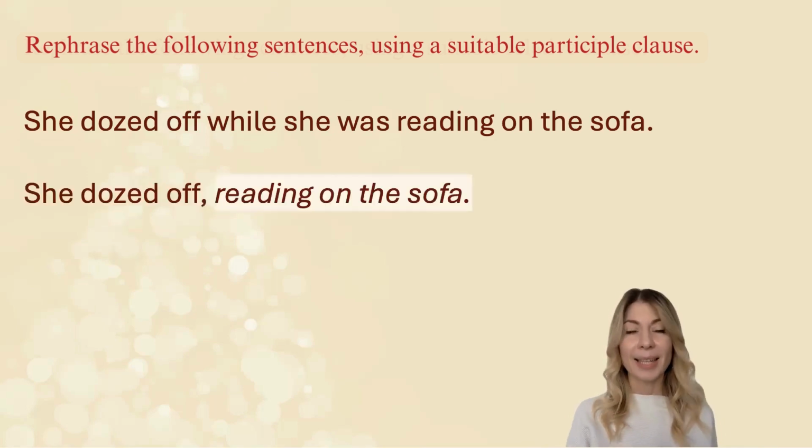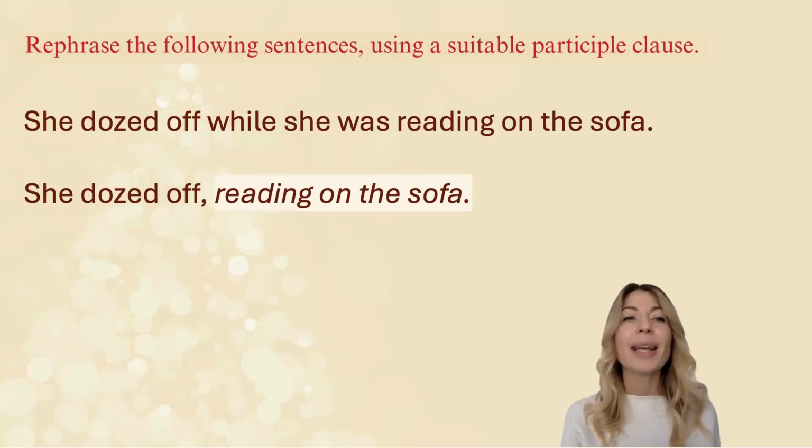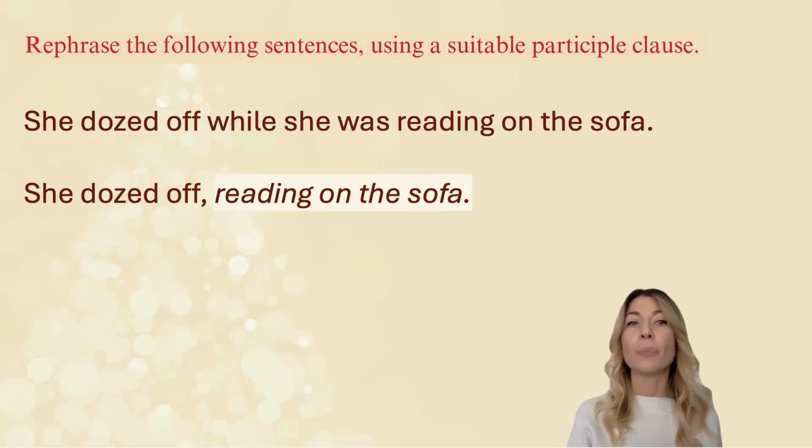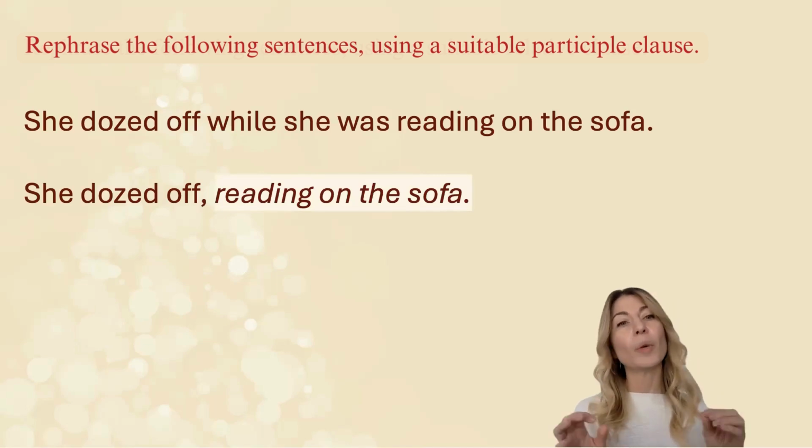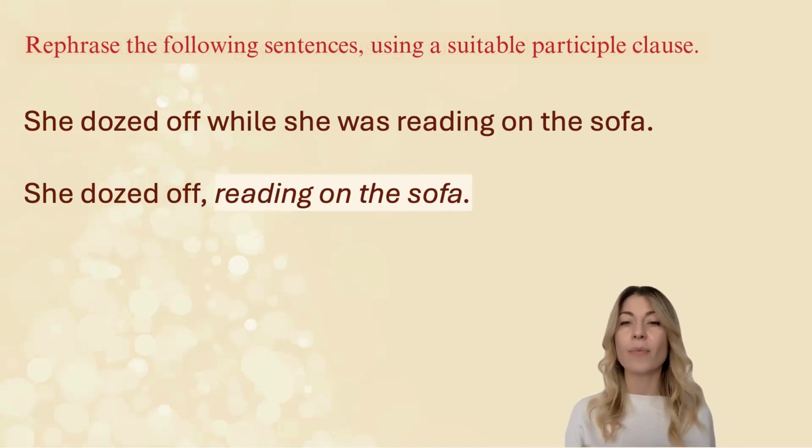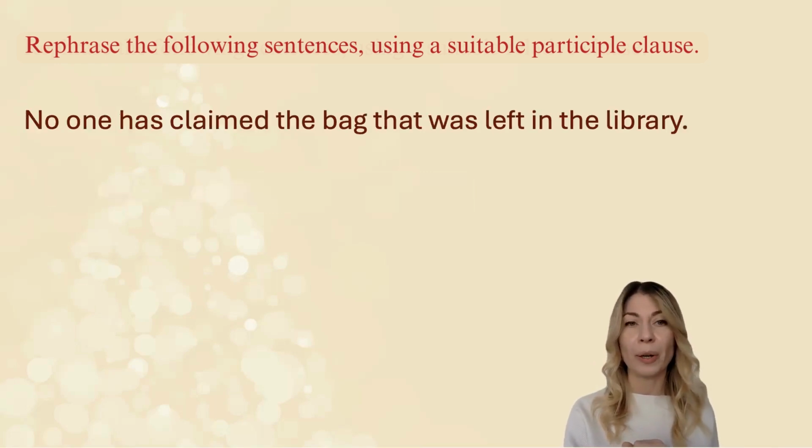All right, let's look. I hope you have this one. She dozed off reading on the sofa. So, reading on the sofa is the present participle form. And you remember we use it when two actions happened at the same time or almost at the same time. Reading on the sofa, she dozed off. You could use it at the very beginning as well, but in this example, I'm just showing you as it is in our original sentence. And we should remember to use a comma here.